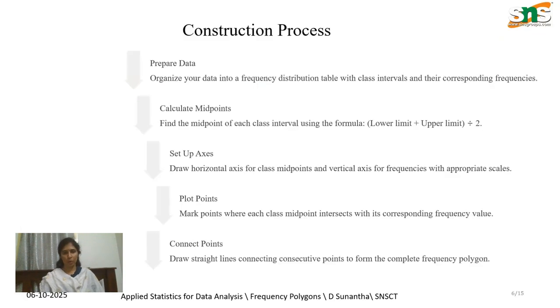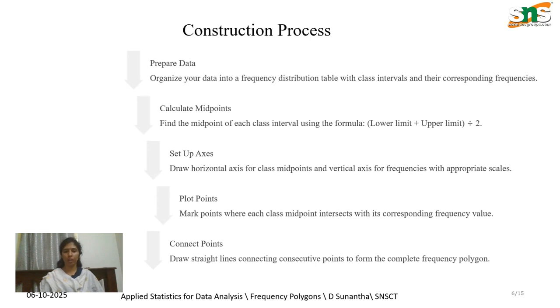Next is the construction process of a frequency polygon. First is to prepare the data, in which the raw data are organized into a frequency distribution table with class intervals, as we have seen already in histograms, and their corresponding frequencies. Next is the calculation of the midpoint. Find the midpoint of each class interval using the formula: upper limit plus lower limit divided by 2. Next, set up the axes. Draw a horizontal axis for class midpoints and a vertical axis for frequencies.